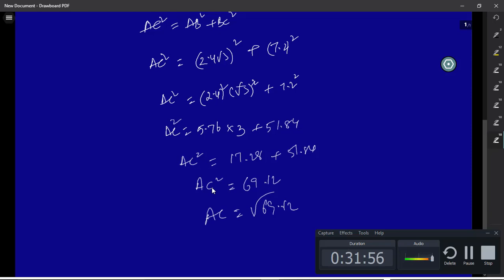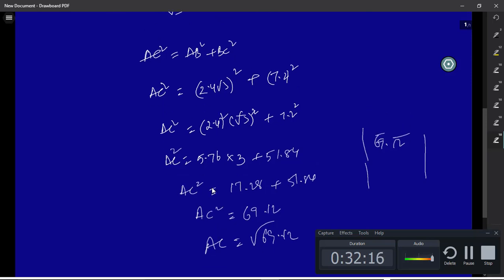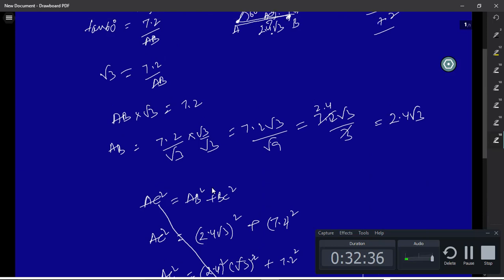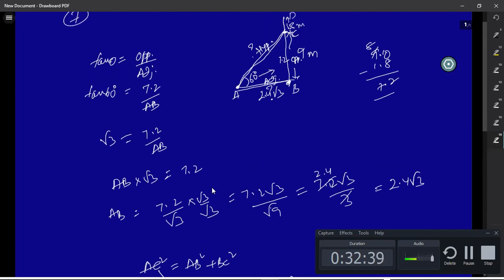I don't think 69.12 is a perfect square, so we'll have to make use of long division method to find out the square root of it. Instead of showing all this, I believe I'll just use a trigonometric ratio. So this is one way of doing it. You know two sides of a right angle triangle, you can pretty much use Pythagoras theorem to find out the third side. But since 69.12 is not a perfect square, we'll have to use long division method. But instead of doing this, let me show you how to use a trigonometric ratio to find out the value of AC, the hypotenuse.